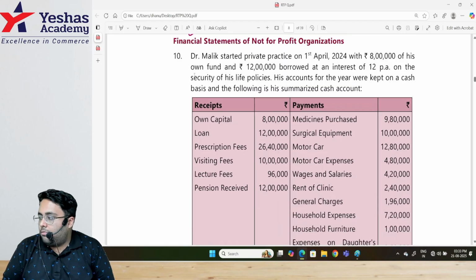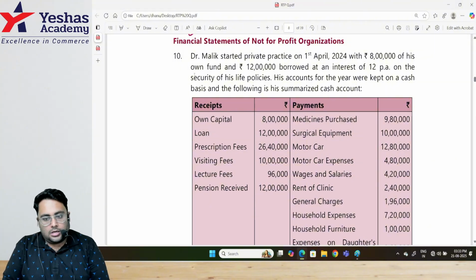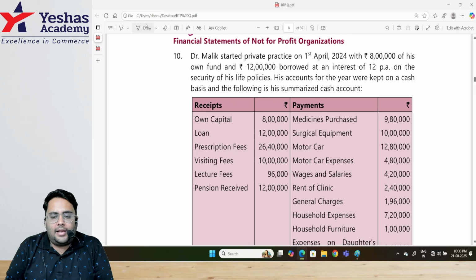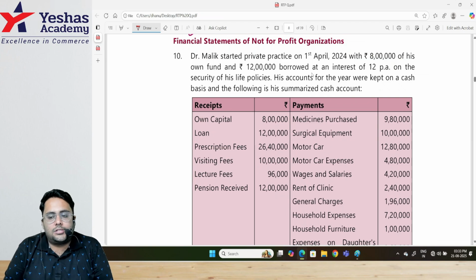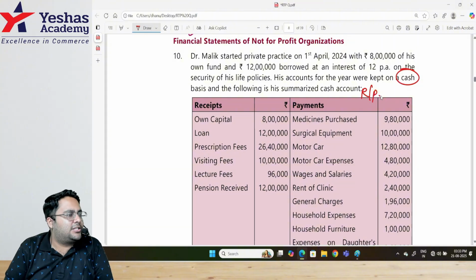Next question is dealing with financial statements of non-profit organizations. You can see Dr. Malik started his private practice on 1st April with 8 lakh of his own fund, 12 lakh borrowed at an interest of 12% per annum on the security of his life policies. His accounts were kept on cash basis. They have given you the receipts and payments account. Summarized cash account is nothing but receipts and payments account.